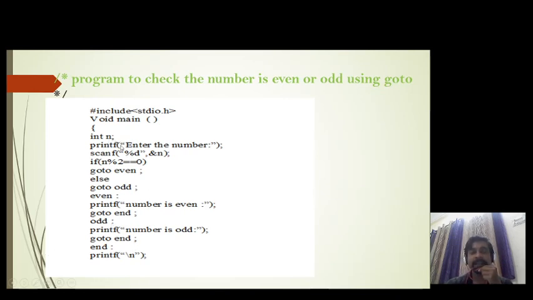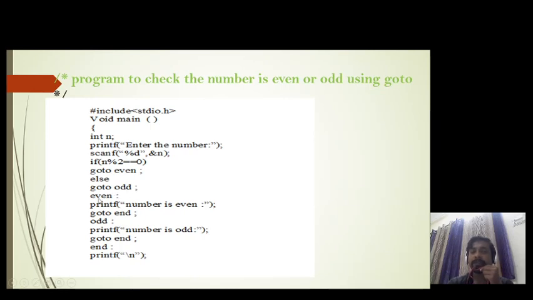I'll read the number n and ask to enter the number. By using the scanf function, I'll read the number n and check whether n modulus 2, meaning the remainder, is 0 or not. If it is 0, then go to even, and if the remainder is not 0, then I label it as odd and force it to print odd.